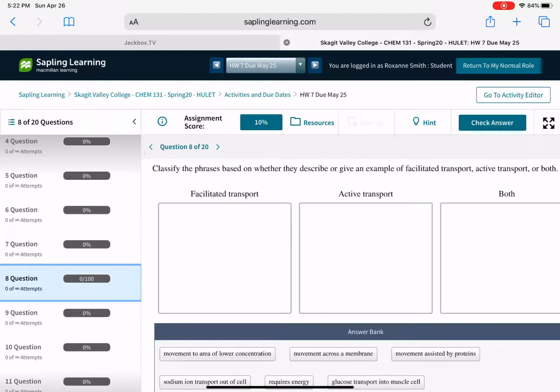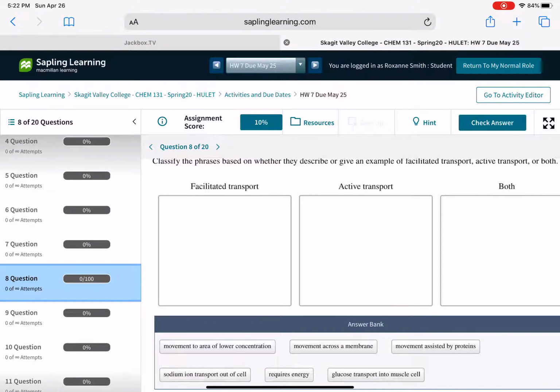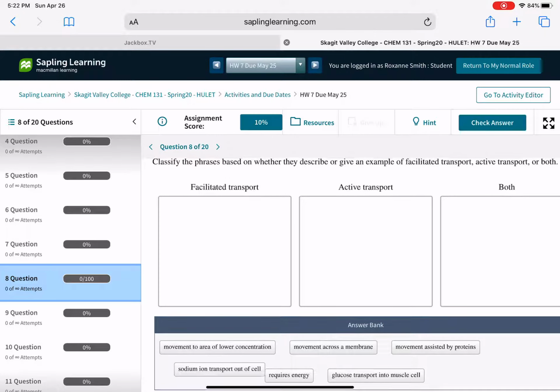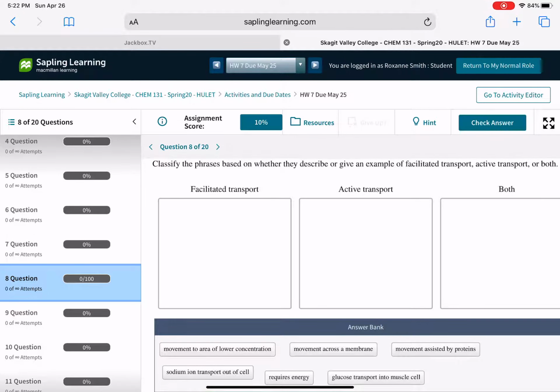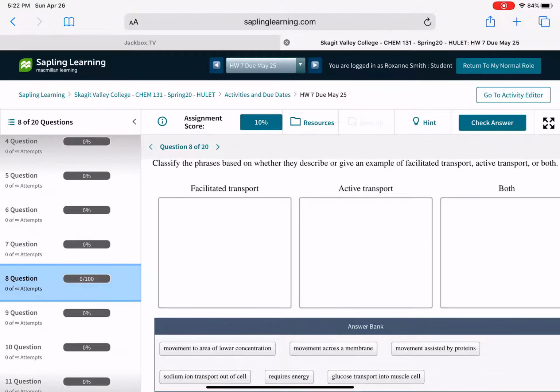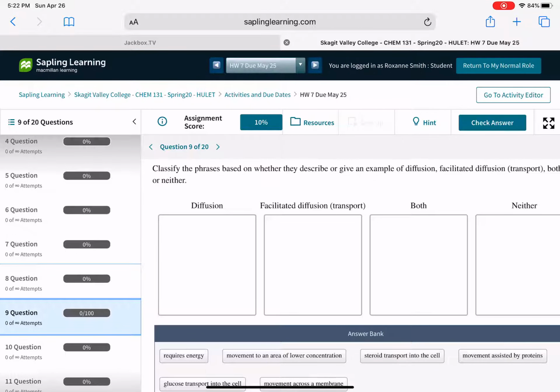Ooh, facilitated versus active transport. We've got a bunch of things down here that we're going to decide, like moving to the area of low concentration. Is that facilitated or active, or is it both? And all of these should be pretty easy for you to figure out based on your notes. Sodium ion transport, oh, that is in your notes. I'm looking at your notes right now. So you should be good to go with that one.